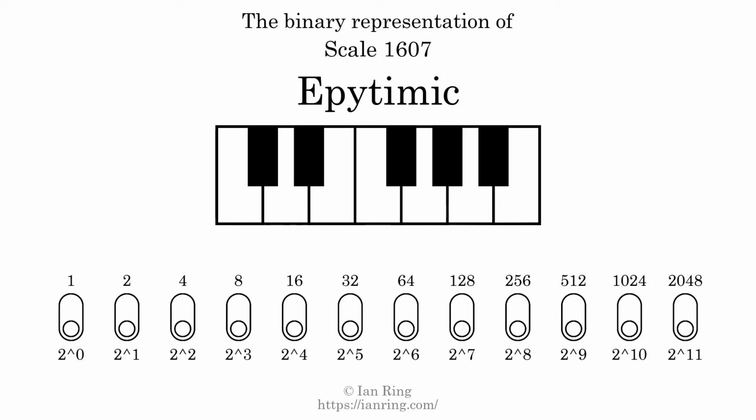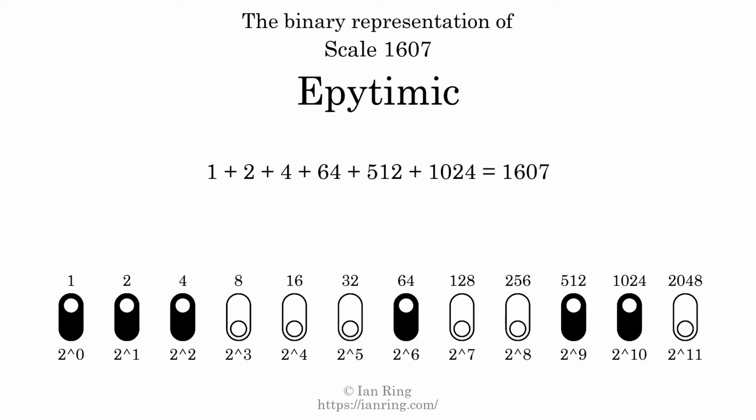The binary representation of this scale is determined by mapping tones of the scale to binary digits. Each binary digit represents a power of 2. To get the scale number, we add the powers of 2 together. The powers of 2 that are present in the scale, all added together, equals 1607. That is why the scale number, in decimal, is 1607.